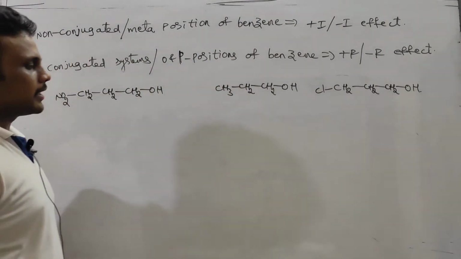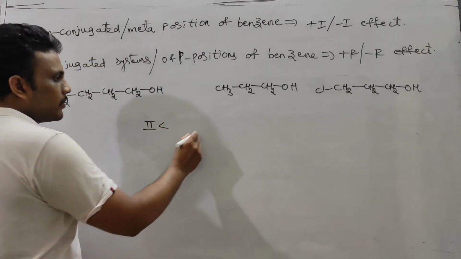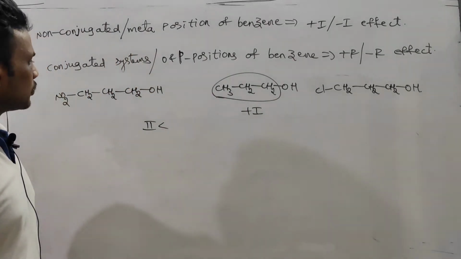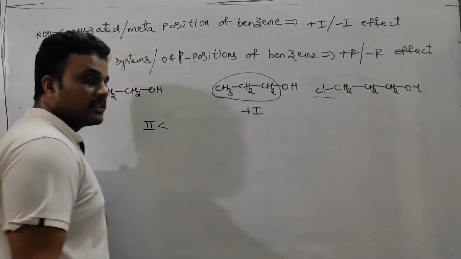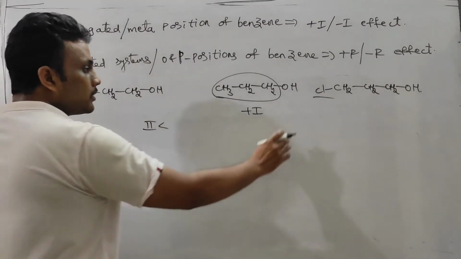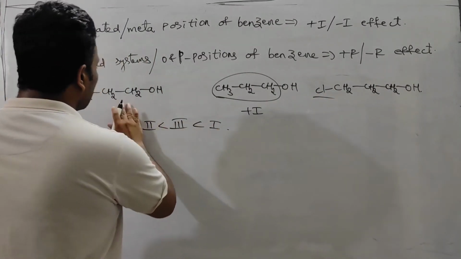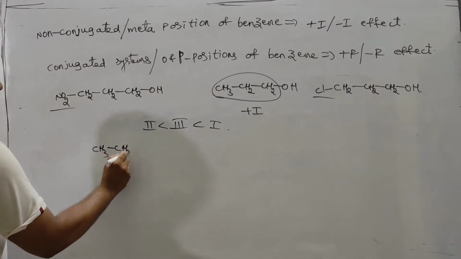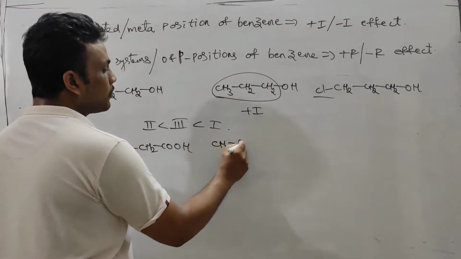We know electron withdrawing groups increase the acidic strength. So the second one should be least, because in the second one this group behaves like a plus I group, an electron donating group. There is no electron withdrawing group. Here we have electron withdrawing groups, and nitro group is a powerful electron withdrawing group, so less electron withdrawing effect is there in this one, and this one tops. Similarly, we can take one more example, an aliphatic carboxylic acid.